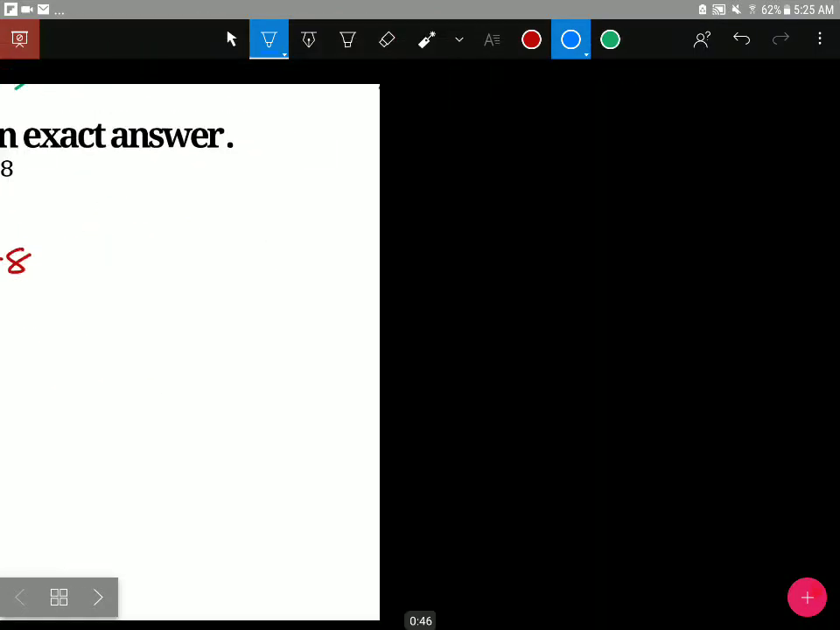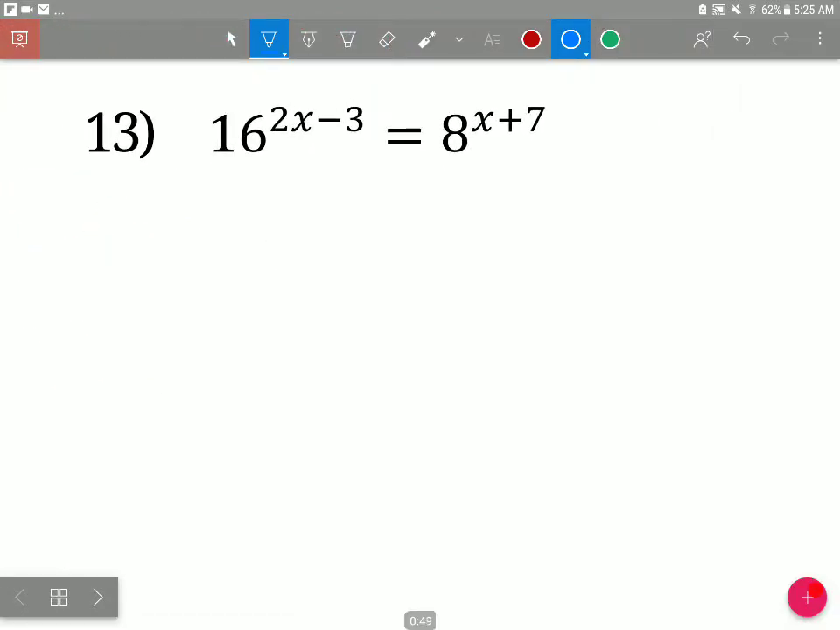13, same idea. 13 is the same idea, except we don't have the same base at the moment, so we're going to get the same base. These are both multiples of 2. So like 16 is 2 to the 4th power, and 8 is 2 to the 3rd power. Okay? Just remember that I need to multiply this new exponent, like over here I need to multiply this 4 by the old one. So that's 4 times 2x minus 3. Just like over here, this is a 3 times x plus 7.